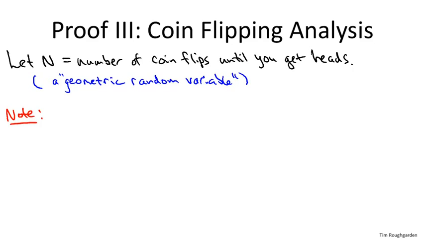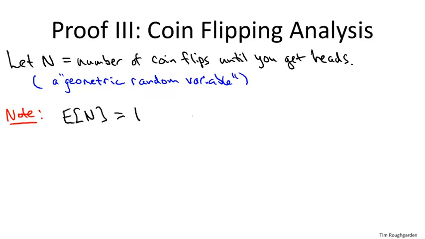So let's think about it. How many coin flips do you need? Well, for sure, you're going to need one. That's the best case scenario. And now two things could happen. Either you get heads, and that happens with 50% probability, and you stop. Or you get tails, that happens with 50% probability, and now you start all over again.